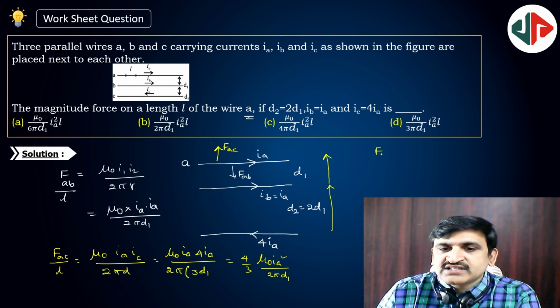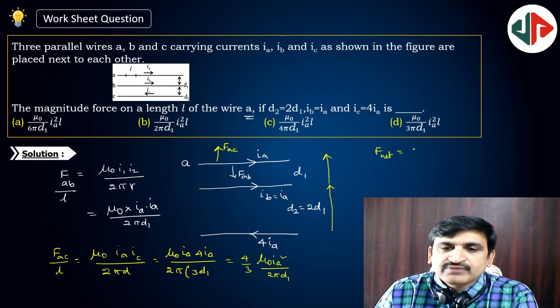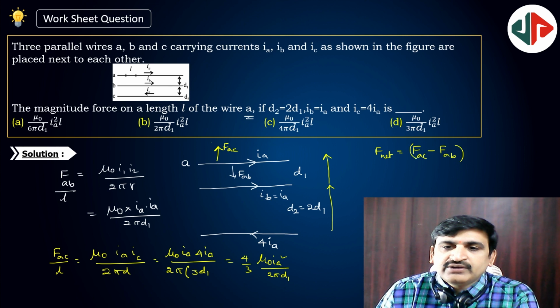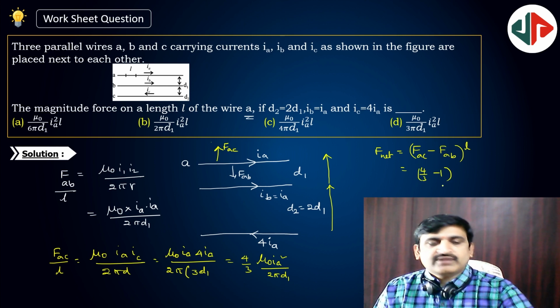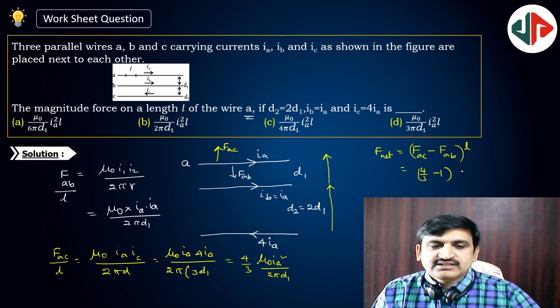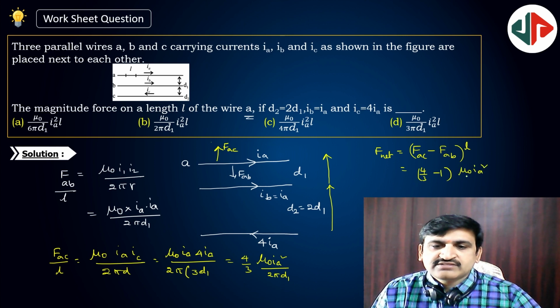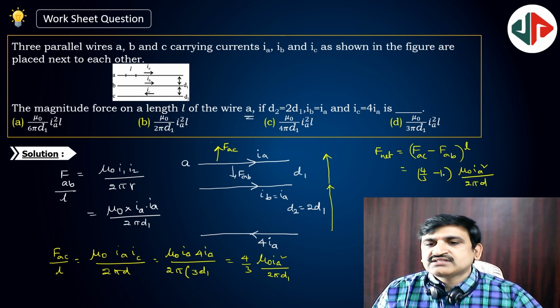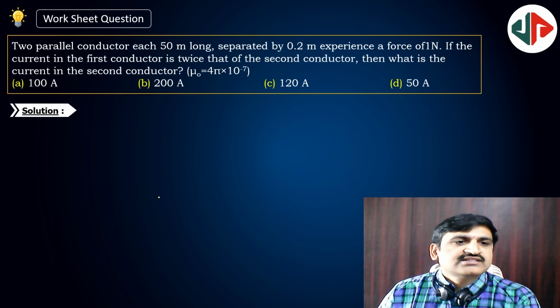So net force: F net is equal to F_AC minus F_AB, into L. So that is equal to (4/3 minus 1) into μ0 I_A² by 2πd. So 4/3 minus 1 is 1/3, so this is 1/6 of μ0 I_A² by 2πd.